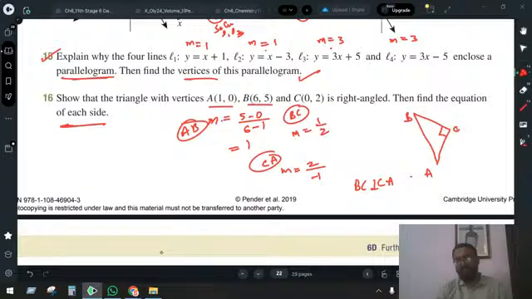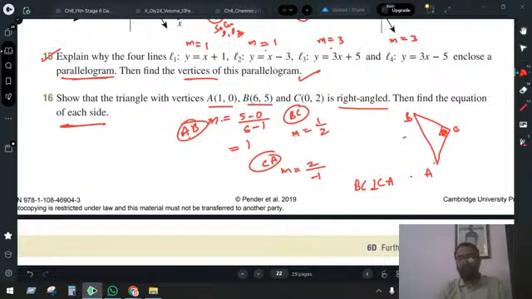BC is perpendicular to AC. Here it is 90. Once it is shown to be 90 degrees, then it is a right angle. Complete. That's it. Find the equation of each line.